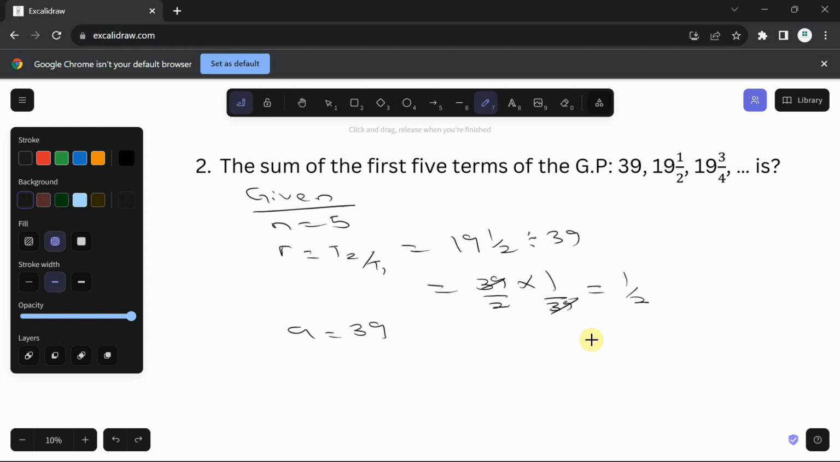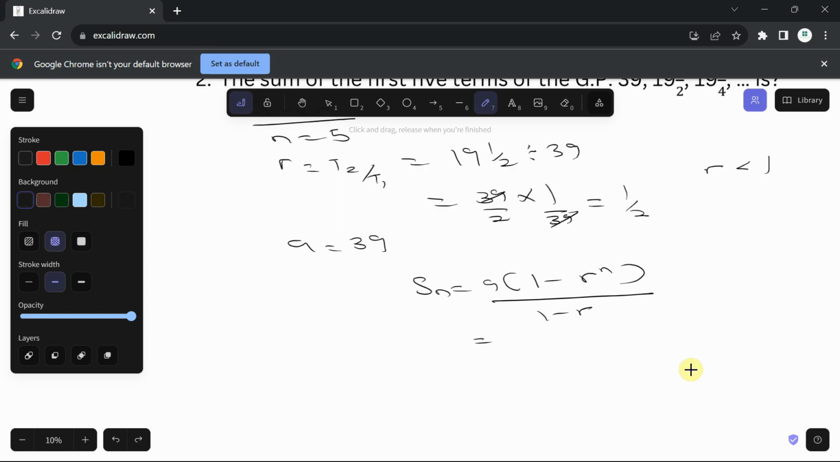So we know that the R is less than 1, right? That means our formula for Sn will be equal to A times 1 minus R raised to the power of n, all over 1 minus R. So our A is 39, 1 minus our R is 1 over 2, and our N is 5. So that's 1 over 2 raised to the power of 5, all over 1 minus 1 over 2.